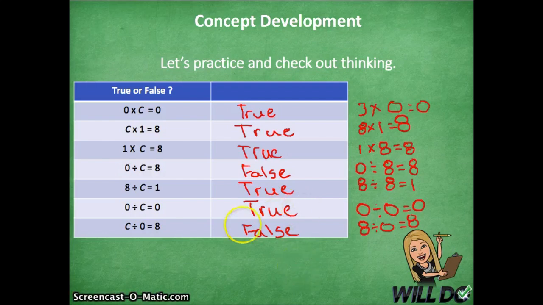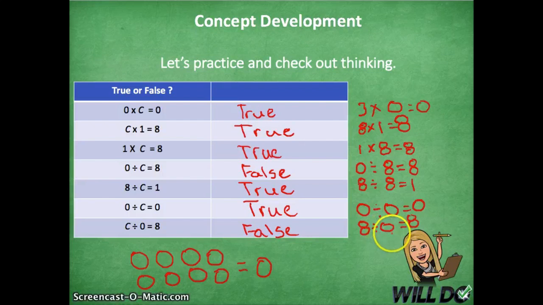Wow. We have a couple of false and a couple of true. Let's look at this false. So if I have 8 groups, and I have 0 in them, does that equal 8? No, we have nothing in those groups. Remember our rule, any number divided by 0 should equal 0.